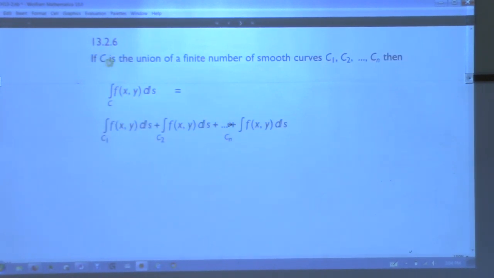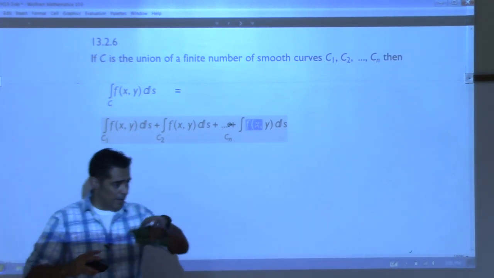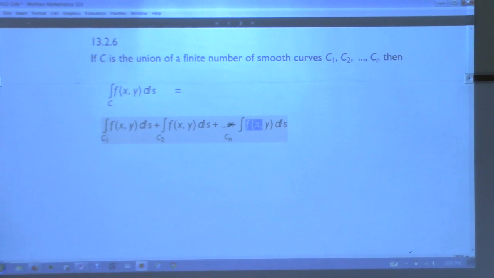If C, that's the curve, remember, that's the domain, is the union of a finite number of smooth curves, C1, C2, C3, up to Cn, then the line integral over the entire curve can be broken down into the line integral of the first curve plus the second curve plus the third curve all the way out to the nth curve. So if our domain on the ground looks like a bunch of curves put together, we can do them one at a time and add up the answers, as this example illustrates.